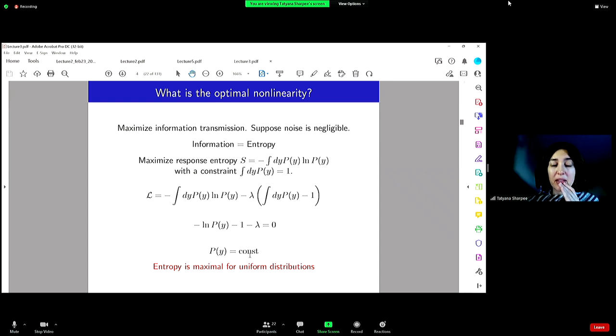I think this is an important result. We know that entropy is maximal for uniform distributions. To restate: the question is what is the optimal nonlinearity, and the optimal nonlinearity will be the one such that all output states are equally likely. It makes intuitive sense that if a neuron has, say, four different response levels, then all of these response levels have to be used equally. Otherwise, we are not using them effectively.